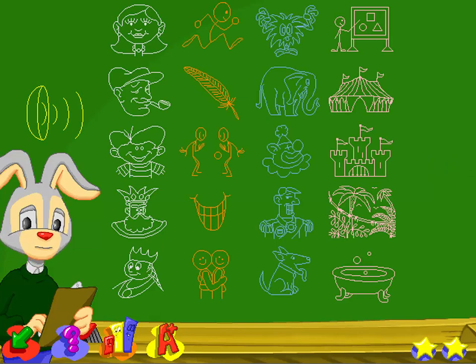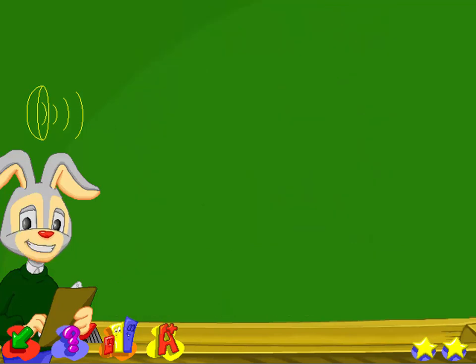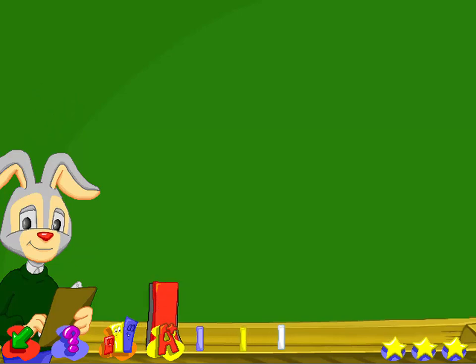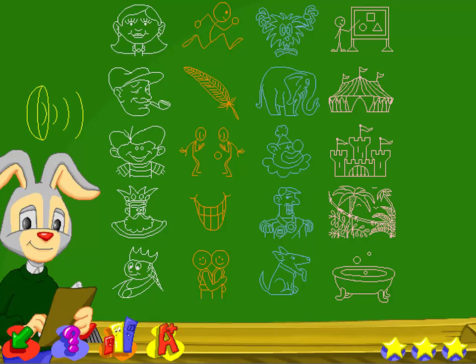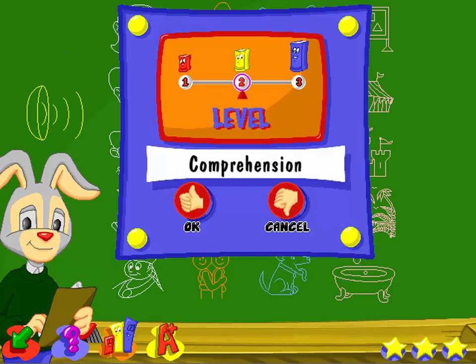Ready? My mom played with a prince in the jungle. My mom played with a prince in the jungle. You're really getting the hang of these sentences. You win a star. Ready? My friend ran after a clown in the classroom.